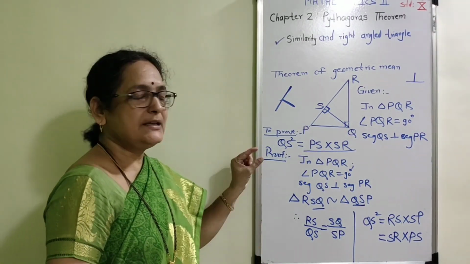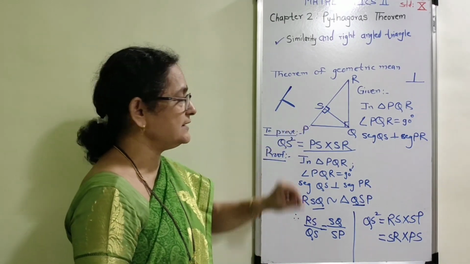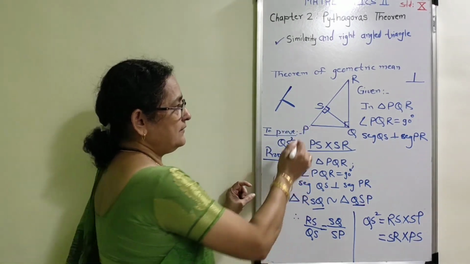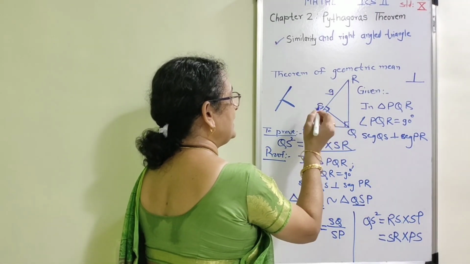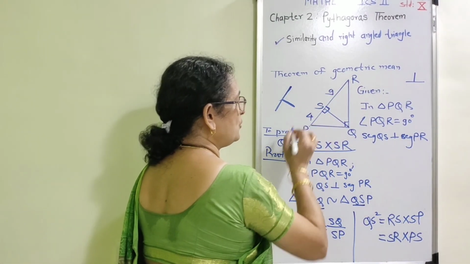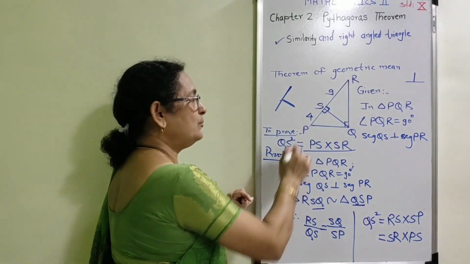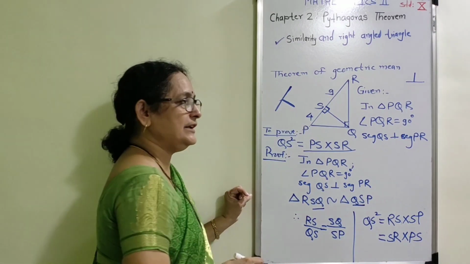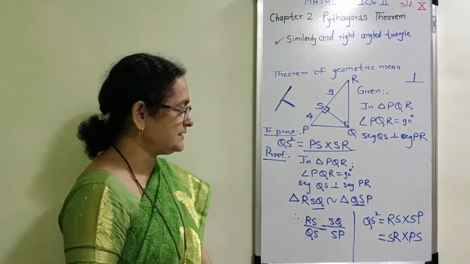Many times simple examples of 2 marks are asked based on this theorem, where they will give you the length of SR, suppose 9, and length of SP, 4, and at that time find out QS. Here, mostly 99% of the time, both the numbers given are perfect squares.